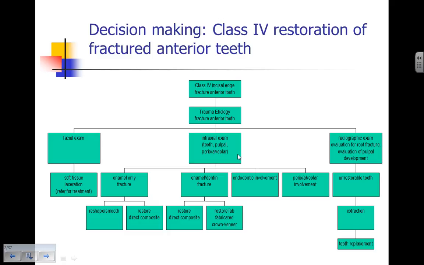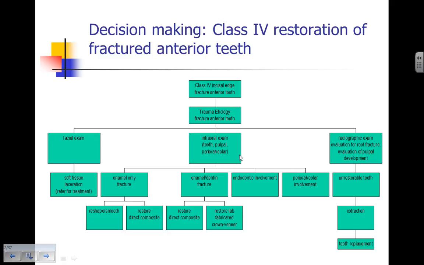After we've done our thorough clinical exam, keep in mind it's not just the fractured tooth, but also the teeth that are opposing it. When someone breaks a maxillary central incisor when they're hit in the chin, that fracture may be a direct result not of the tooth being hit directly, but of the mandibular teeth. And in fact, anterior teeth that don't fracture are at great risk.